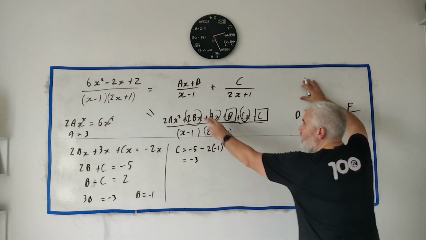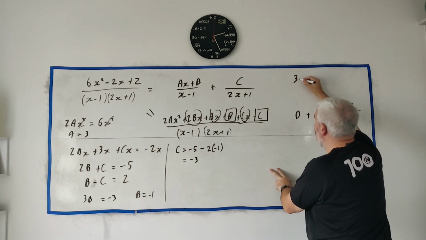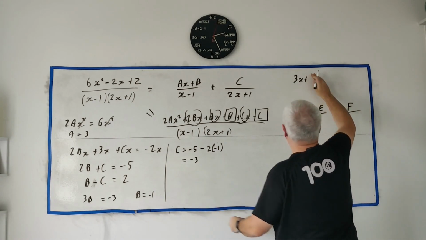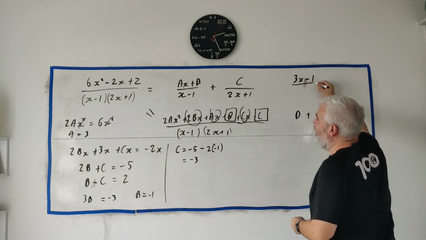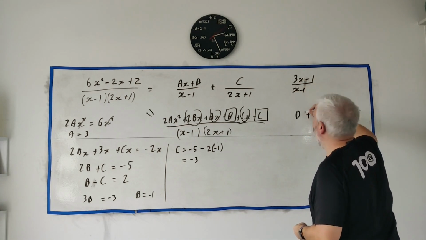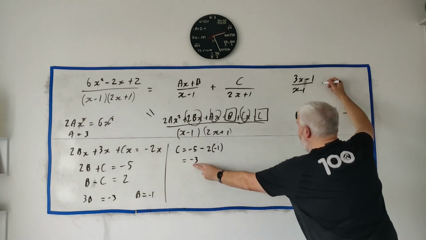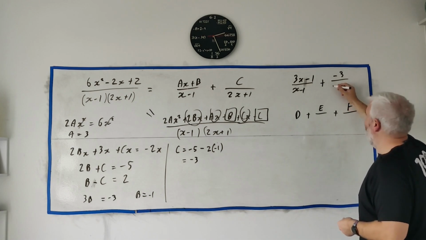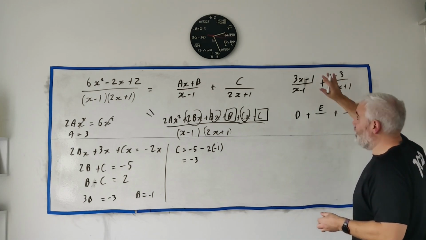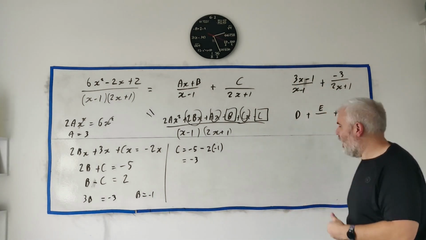So my final answer, let me write it up here. My final answer would be 3, a was 3, so 3x plus minus 1, which is minus 1, over x minus 1. And then the c would be a minus 3. Let's leave a plus here and minus 3 up here, over 2x plus 1. That'd be my answer. It's a perfectly okay answer.